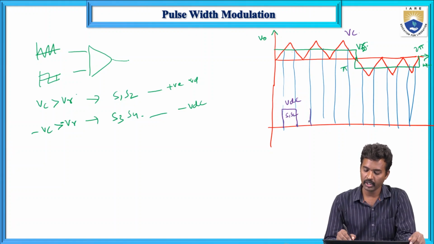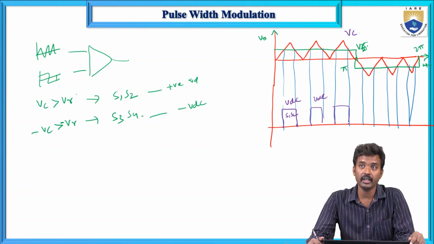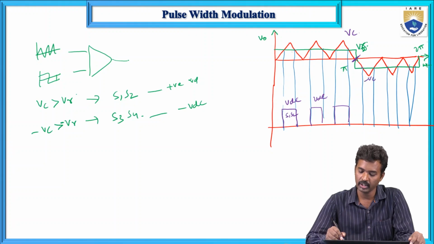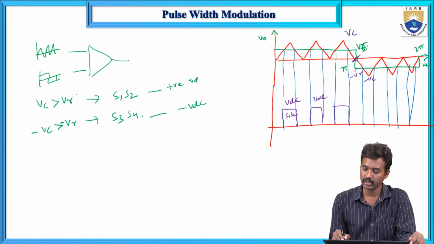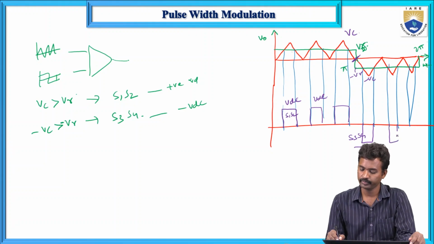In the same way here also S1, S2 switches will conduct, VDC, and here also VC is greater than VR. And in the next half cycle, so this is pi, we have minus VC and minus VR. So minus VC is greater than minus VR. In this condition S3 and S4 switches will conduct. So that is minus VDC. Here also the same, and here also the same.